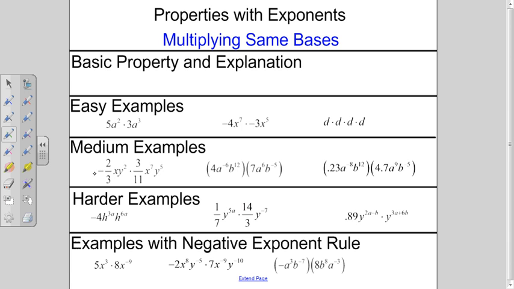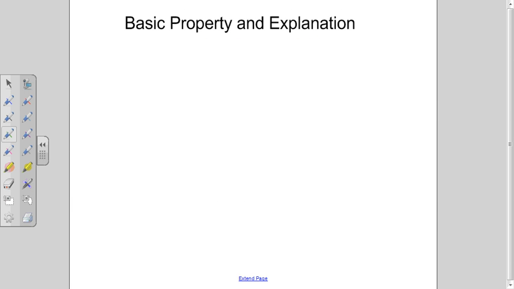So let's go here into the basic property and explanation of when you are multiplying variables of the same base. And just from the real basic idea, we have that x times x is x squared. Okay, and this should not be too odd for those of you that grew up thinking something like 3 times 3 was equal to 3 squared.